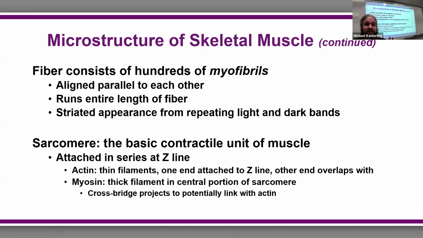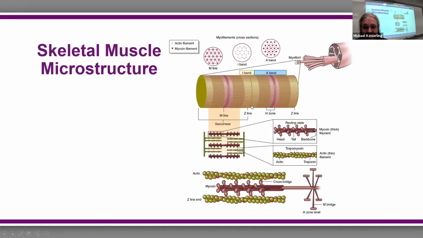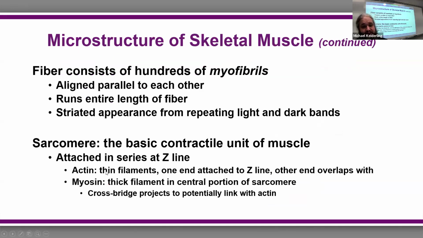The basic unit of muscle that contracts is a sarcomere, and they're attached in series at the Z line here. So there's a Z line that attaches each sarcomere to the next. And in each sarcomere, there are actin, which are thin filaments with one end attached to the Z line, the other end overlapped with the myosin, which are thick filaments, which are attached to each other in the middle, in the central portion of the sarcomere.